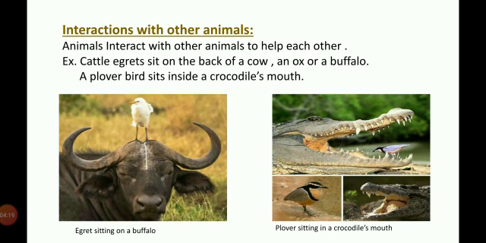Now, next topic is interactions with other animals. Animals interact with other animals to help each other. For example, cattle egrets, that are small white birds, sit on the back of a cow, an ox, or a buffalo. They eat little bugs off its body. In this way, egrets get food and the buffalo gets its body cleaned.